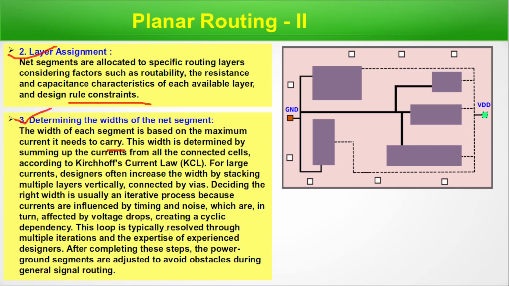This is an iterative method, and for large current, designers often increase the width by stacking multiple layers vertically connected by vias. This way they design it. What should be the right width? That is an iterative process because currents are influenced by timing and noise. Noise is there, timing limitation is there. In turn, that affects voltage drop, creating a cyclic dependence, and experienced designers solve these kinds of issues.